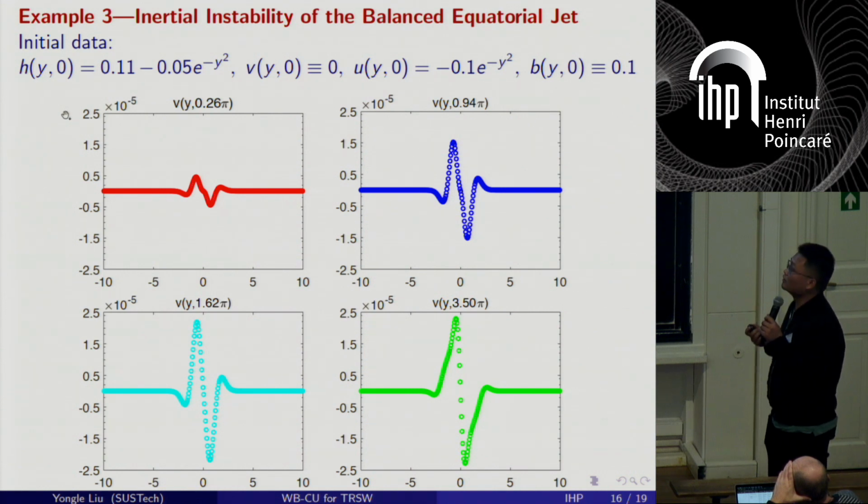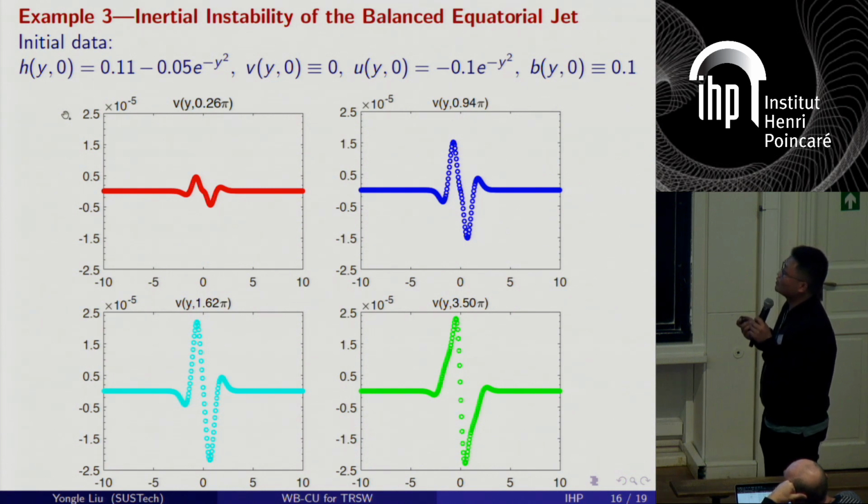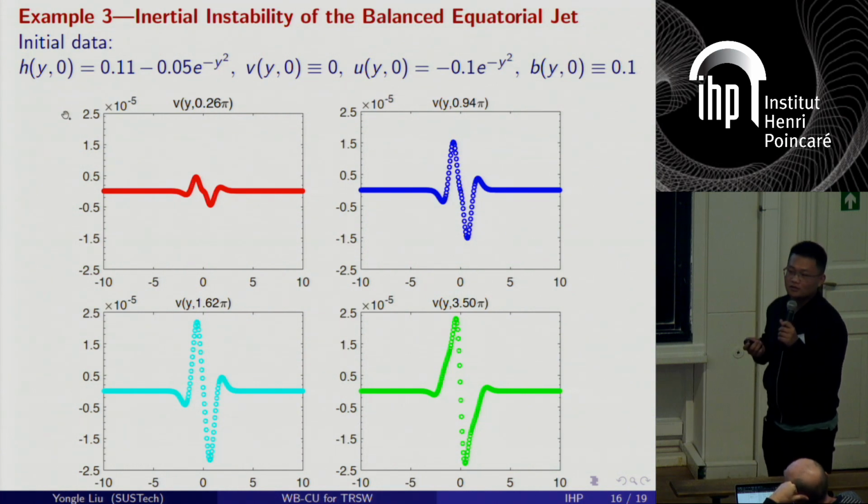But because of the discretization method, the error is inevitable. So the discretization error will project onto the unstable mode, and it will keep growing like this. The discretization error keeps growing and is localized around 0. So it means that our scheme can capture the inertial instability.